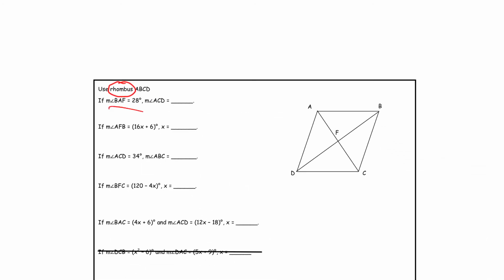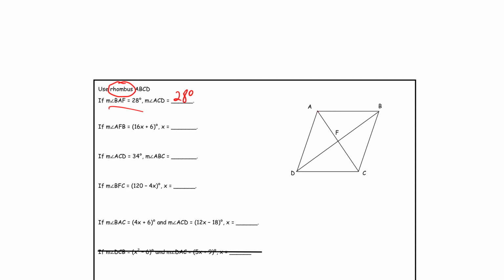So this says BAF, this right here, is 28. And we're looking for ACD, which is this one right here. So what do we know about these two angles right here? They're going to be congruent, right? Because of alternate interior angles. Those lines are parallel. So how big is that angle? 28 degrees.